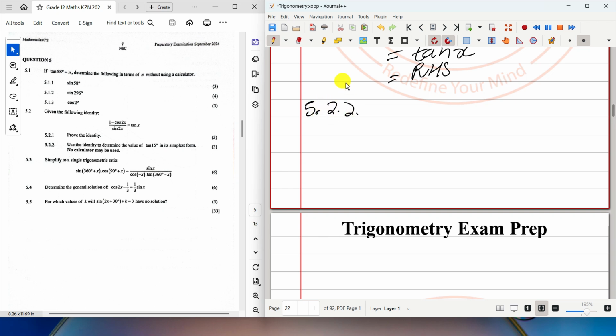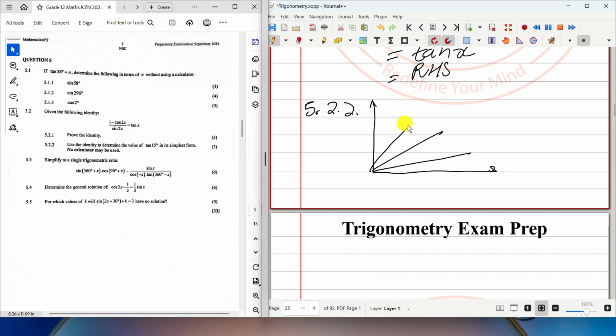5.2.2. Let's see now. Use the identity to determine the value of tan 15 degrees in its simplest form. No calculators may be used. Okay, no worries. When they say no calculators may be used, I want you guys to draw things like this. See what I've done? You draw lines like this and you draw 3 lines in between. 1, 2, 3. Those lines represent 30, 45, and 60 degrees. And then you start numbering from the top.